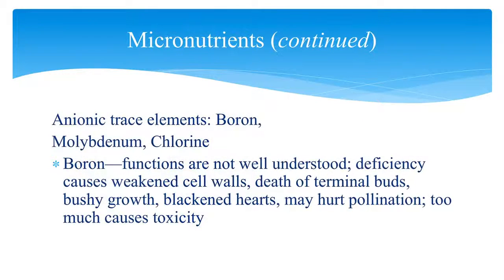So chlorine is an anion, so it's negatively charged. I guess I don't have any comments about that so much. Let's keep going. Maybe we'll see that. But again, boron deficiency. Again, it's not well understood, but it can cause weakened cell walls, death of the terminal buds, blackened hearts. I guess that depends on what you're growing. Hearts will fall, maybe, I'm not sure. May hurt pollination, but too much is not good either.